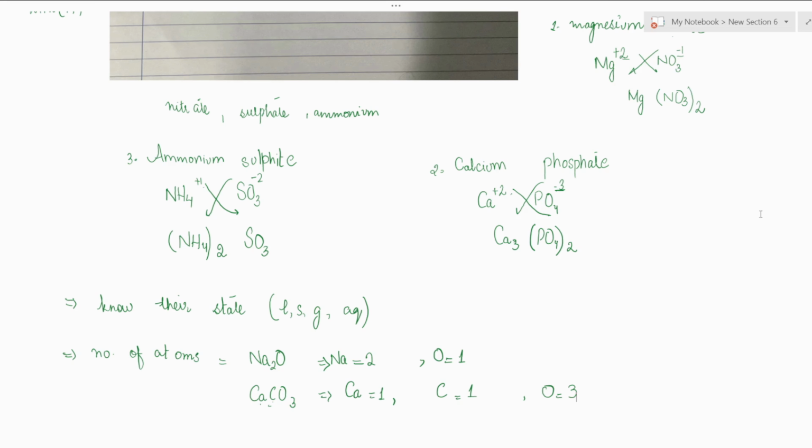Okay, let's go to magnesium nitrate. How many magnesium are there? 1, right? Because there's no number with it. How many nitrogen? Think more closely. There is a bracket. Bracket is 2. And how many oxygen? 6. Good. This is your answer.